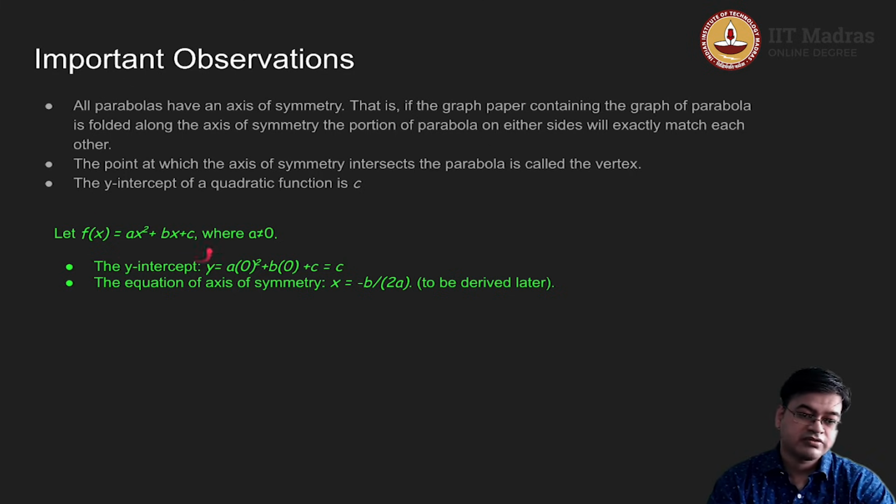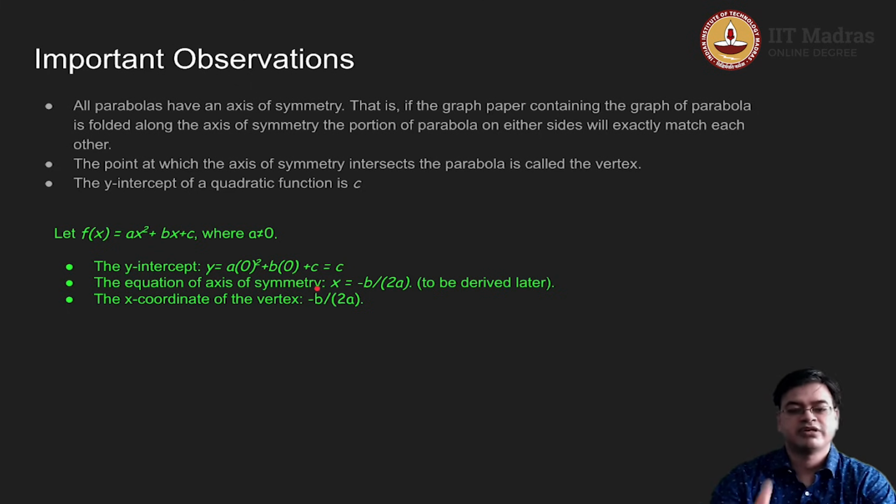Remember, the equation of the quadratic function is given by ax square plus bx plus c, and c will not play any role in this, while b and a will. So minus b by 2a is the axis of symmetry, and where this axis meets the parabola is called the vertex. So the x coordinate of the vertex is minus b by 2a, obviously, because the axis of symmetry is x is equal to minus b by 2a.